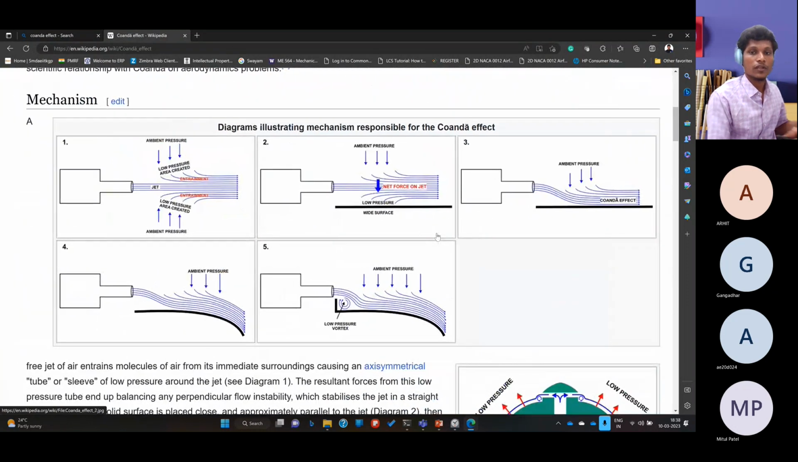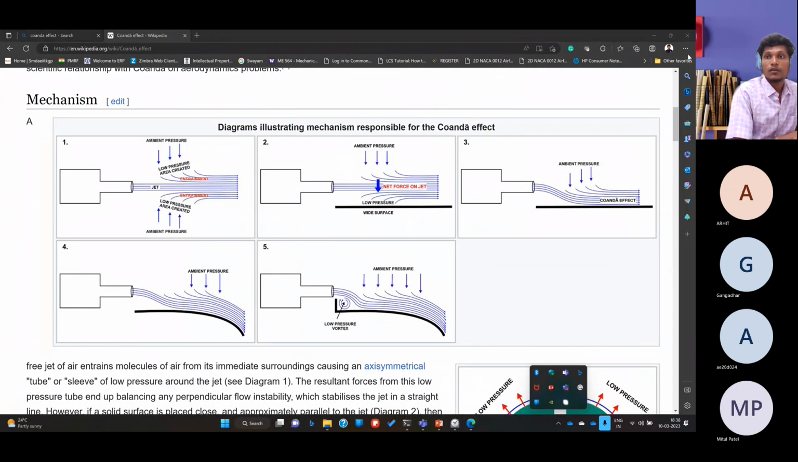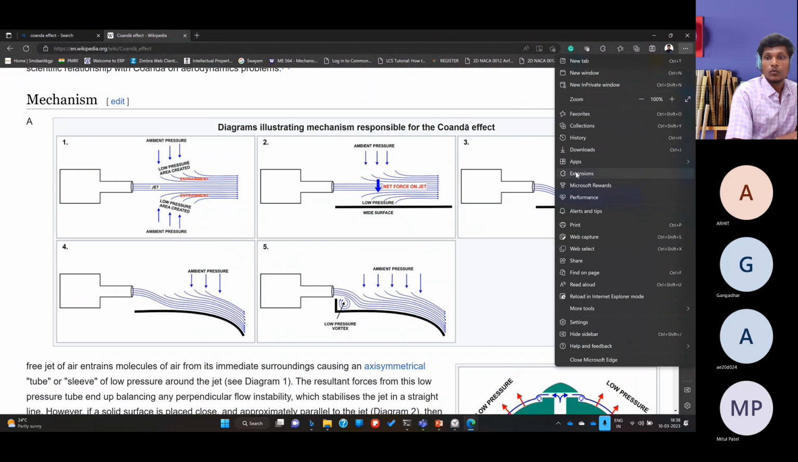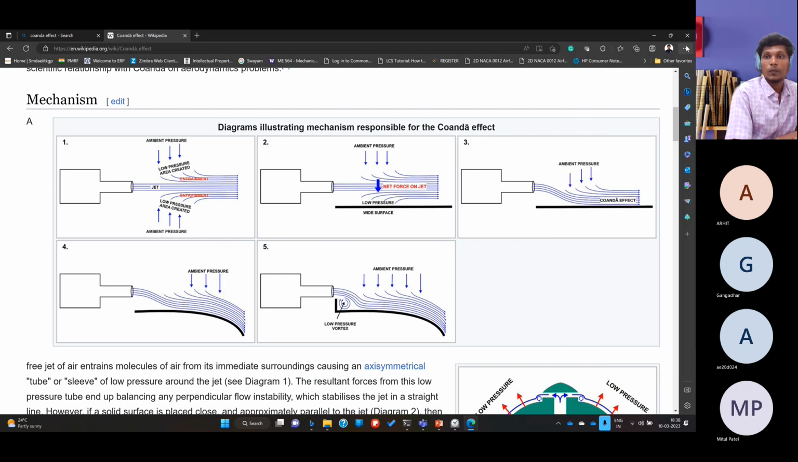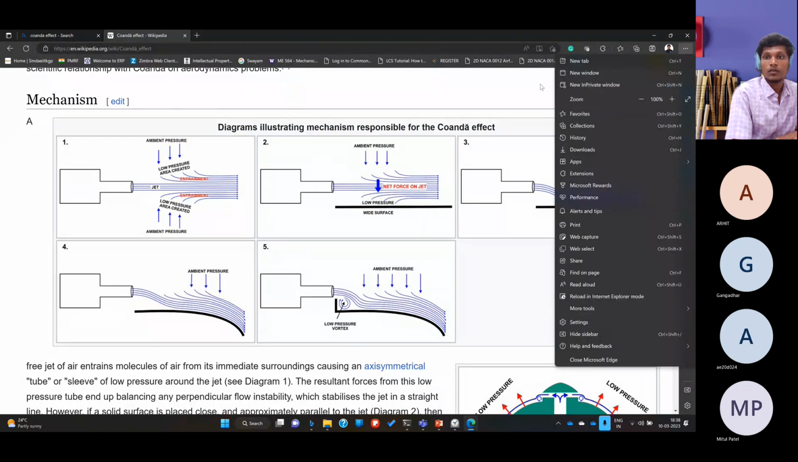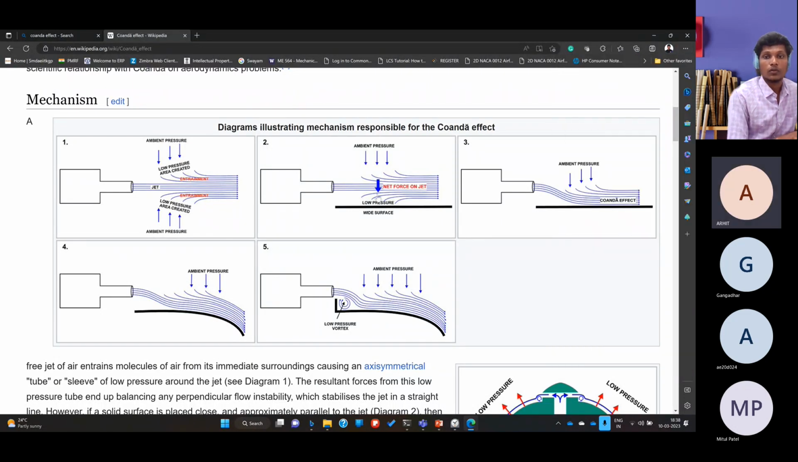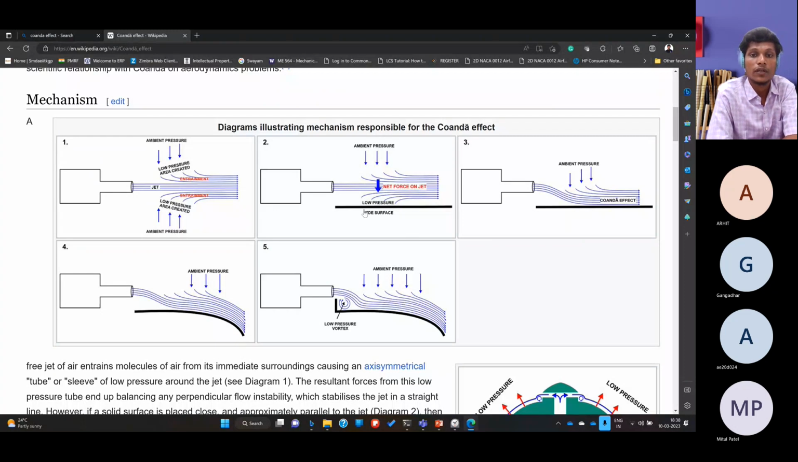So this is the figure that is illustrating your Coanda effect. Can I take a pen here? I don't know, never tried. Okay, no worries. I will try to explain with my cursor. So I think you can see my cursor.